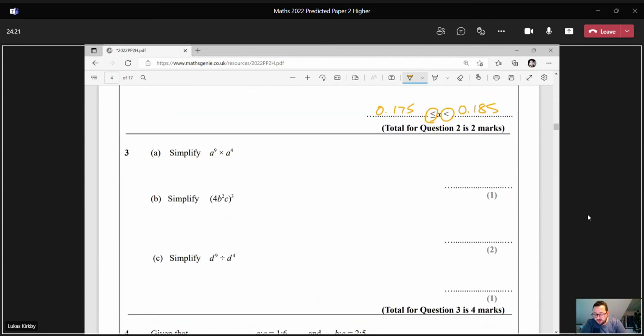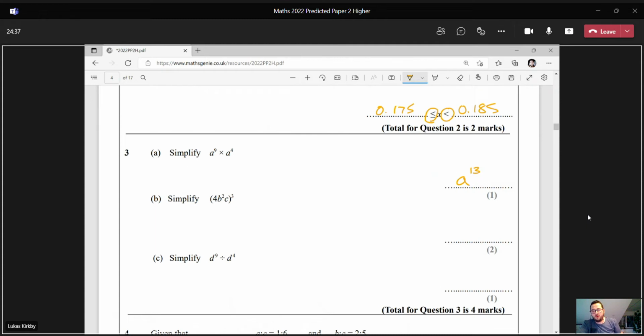Alright, next question. So 3a says simplify a to the 9 times a to the 4. Well, when you times the same thing together, you add the powers up. So this is just going to be a to the power of 9 plus 4, which is 13.